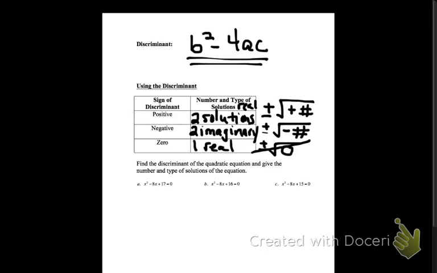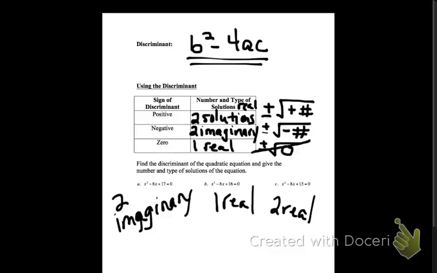So if you notice the directions, it doesn't ask for you to tell what the solutions actually are. You can just simply list 2 imaginary, 1 real, and 2 real after finding the discriminant.